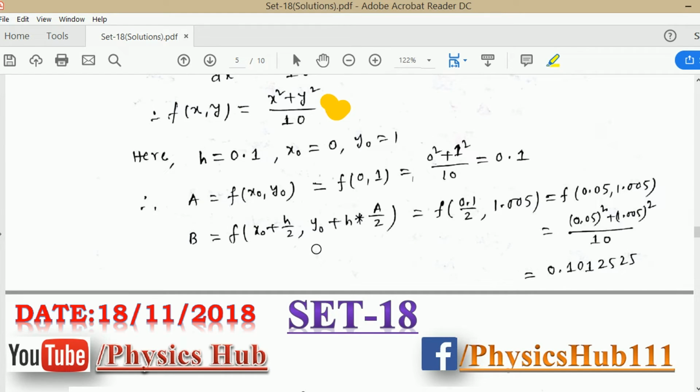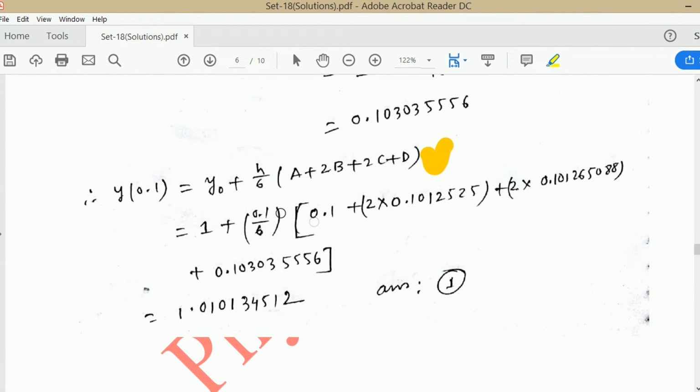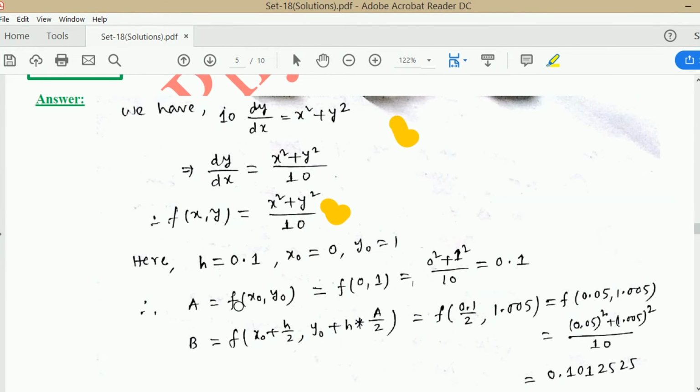Look, in different books the formula is given a little differently. Here we did not multiply h at this position, but in some books you will find that h is multiplied here, but while applying the formula they will not multiply h at the other place. So here we are multiplying with h, and here we are not multiplying with h.